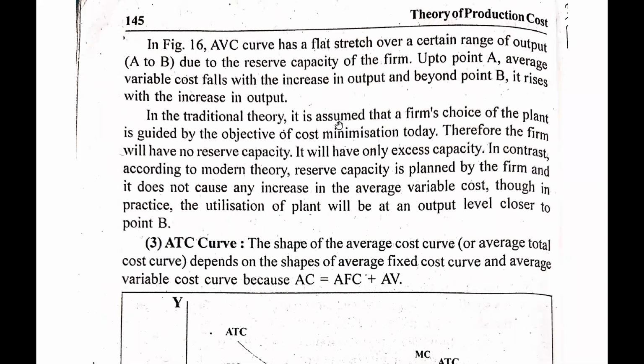In traditional theory, it is assumed that a firm's choice of plant is guided by the objective of cost minimization. Therefore, the firm will have no reserve capacity, but will have only excess capacity. In contrast, according to modern theory, reserve capacity is planned by the firm, and it does not cause any increase in the average variable cost. Though in practice, the utilization of plant will be at an output level closer to point B.